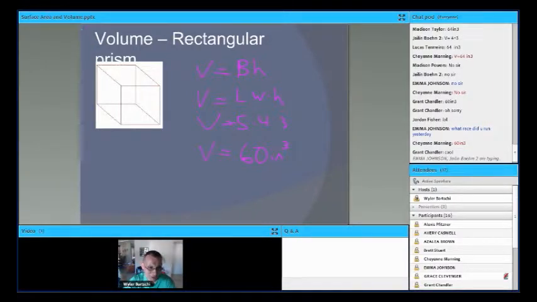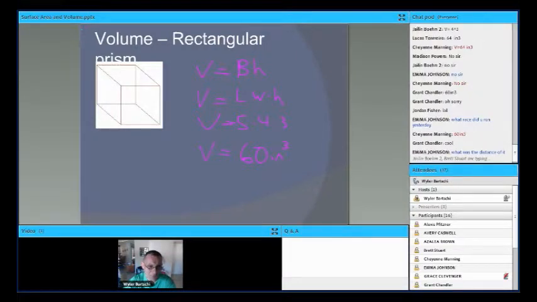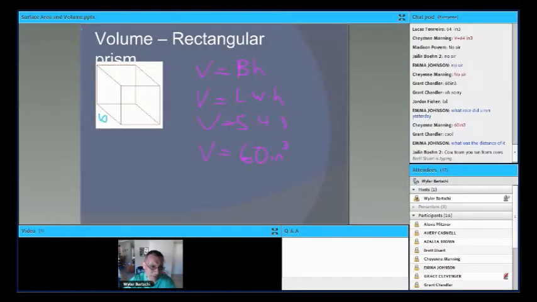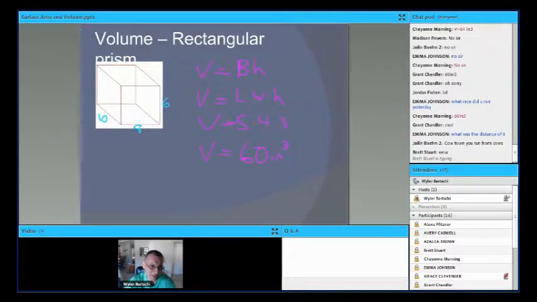All right, so let's give you one to do. I want this one in the Q&A pod. So let's say, oh, what did we do? 5, 4, 3. I'm going to double the measurements here. So we're going to use 10, 8, and 6. And I'm doing this for another particular reason. So try and find the volume. Put your answers in the Q&A pod, and then we're going to go over it because I want to point out something when we do this.